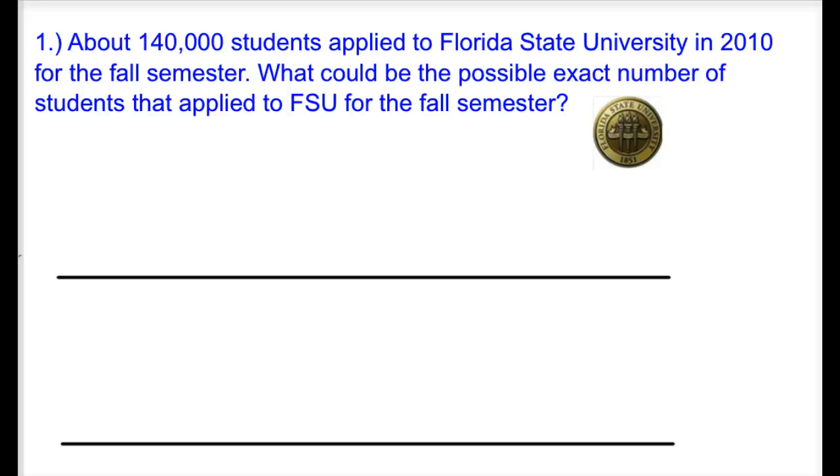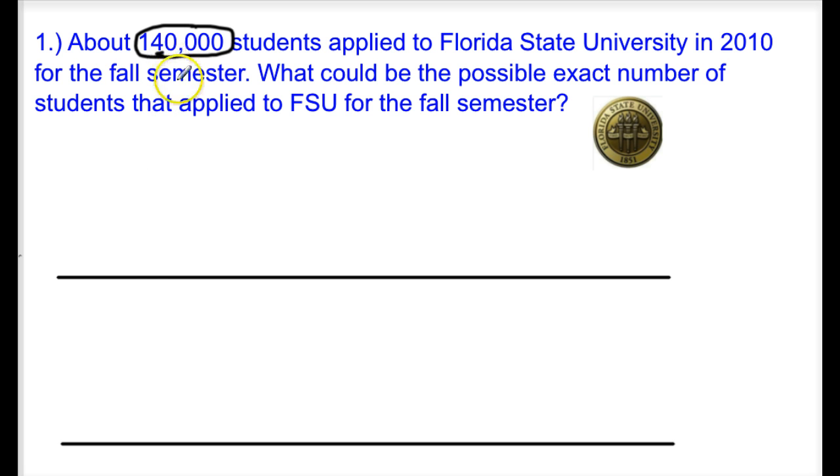Let's try another example, or you're going to try this example. I'm going to get you started on it. About 140,000 students applied to Florida State University in 2010 for the fall semester. What could be the possible exact number of students that applied to FSU for the fall semester? So here is our rounded number, and we need to look at what place it was rounded to. I can see that this was rounded to the 10,000th place.